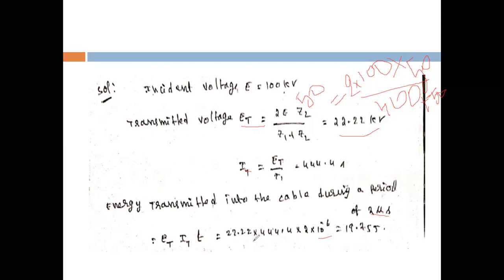So 22.22 into 444.4 into 2 into 10 power minus 6 is equal to 19.755. This is the energy transmitted into the cable during a period of 2 microseconds.